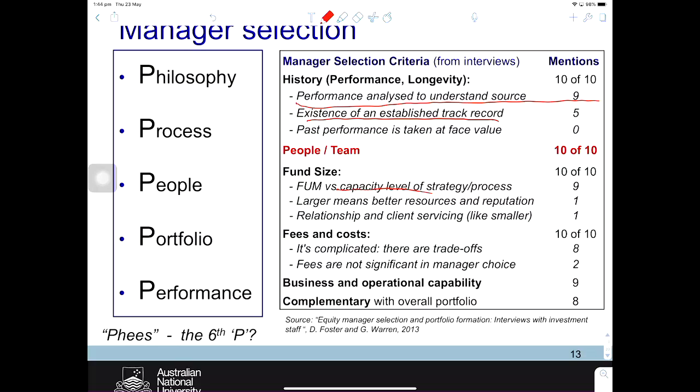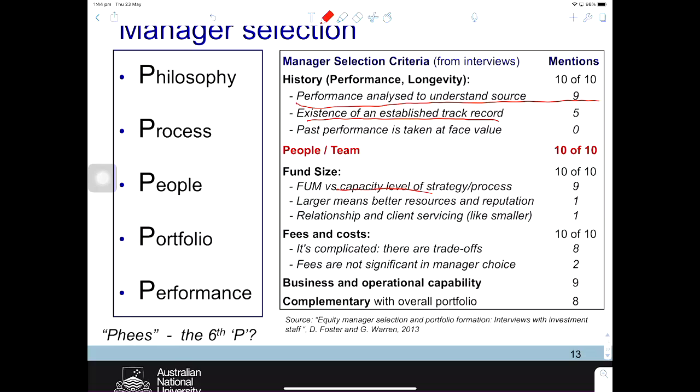Of course, the absolute size of the fund and how they're going to serve their clients are going to be considered, but the most important is how the capacity of the fund is going to be associated with their investment philosophy.